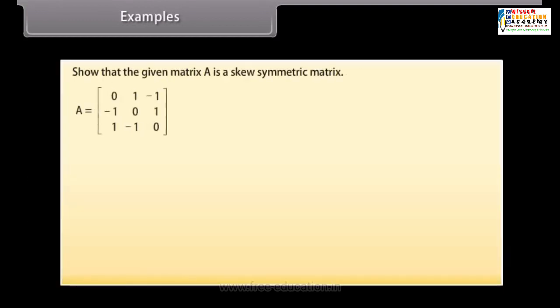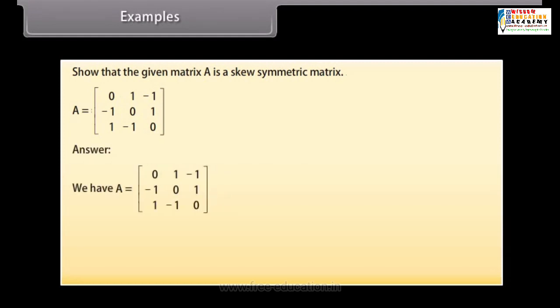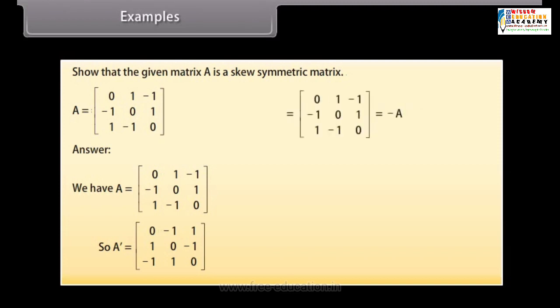Examples. Show that the given matrix A is a skew-symmetric matrix. We have given A, so A transpose is the matrix with first row 0, -1, 1, second row 1, 0, minus 1, third row minus 1, 1, 0. We can see that this is equal to minus A. Therefore, A dash is equal to minus A. Hence, A is a skew-symmetric matrix.